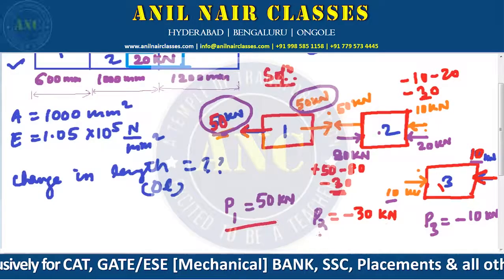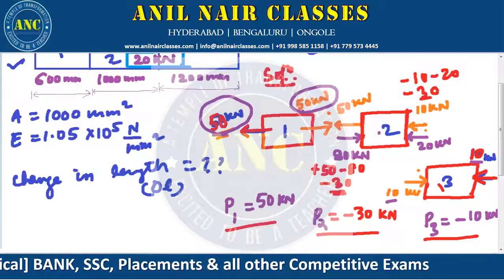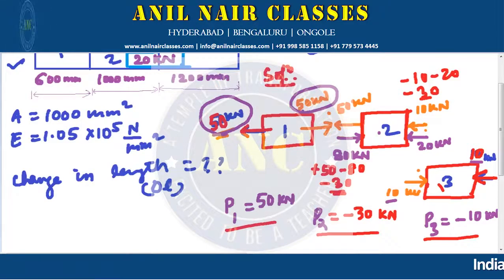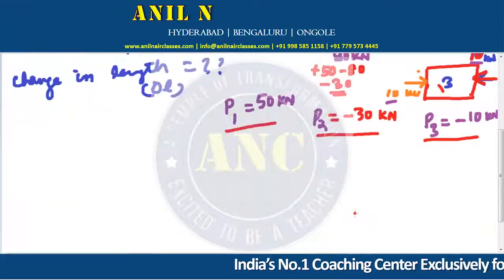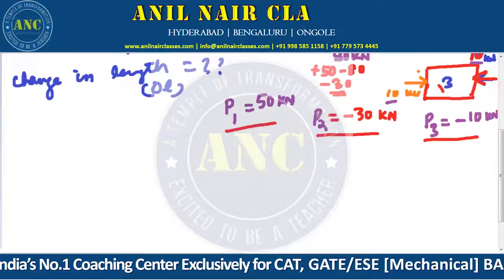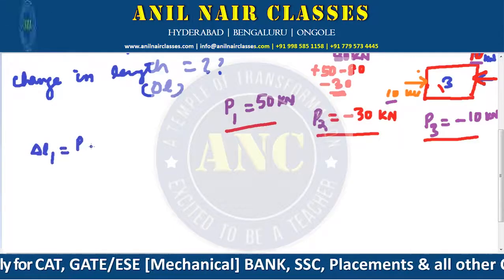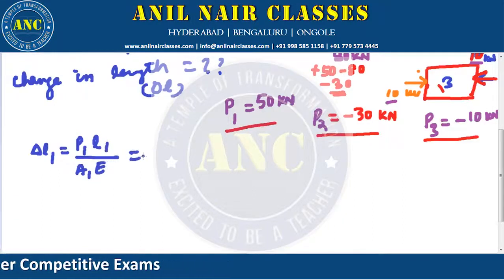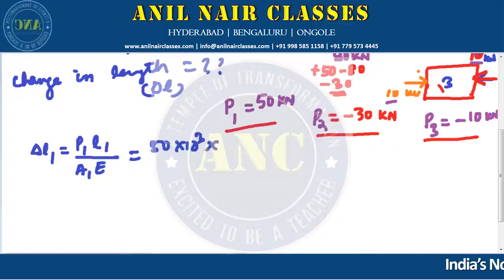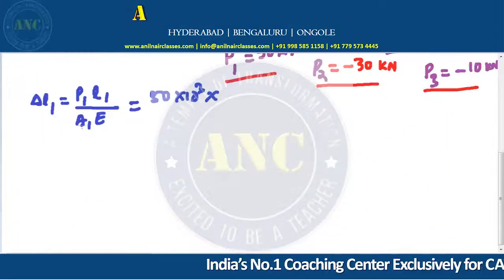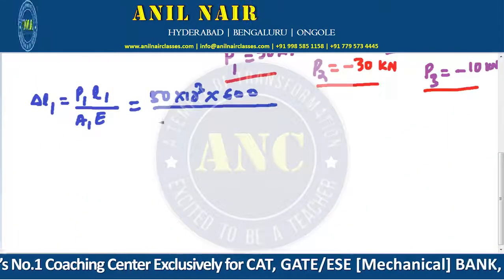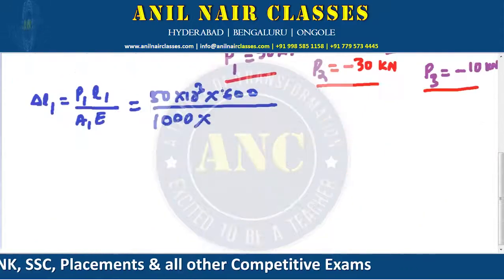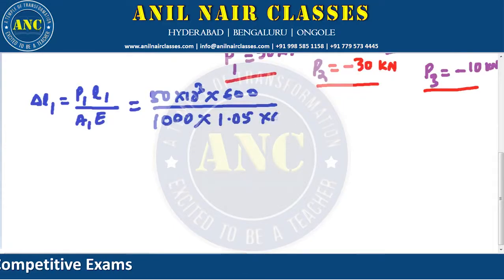I hope this is clear to all. The load in each section will be different, and this is the method by which we take it. Now that we have found the load for each section, we can go for finding the extension on each. The extension on section 1 will be P1 L1 by A1 E, because E is common to all. So here it will be 50 into 10 power 3, L1 is 600 mm, A1 is 1000, A is also common to all, and E is 1.05 into 10 power 5.